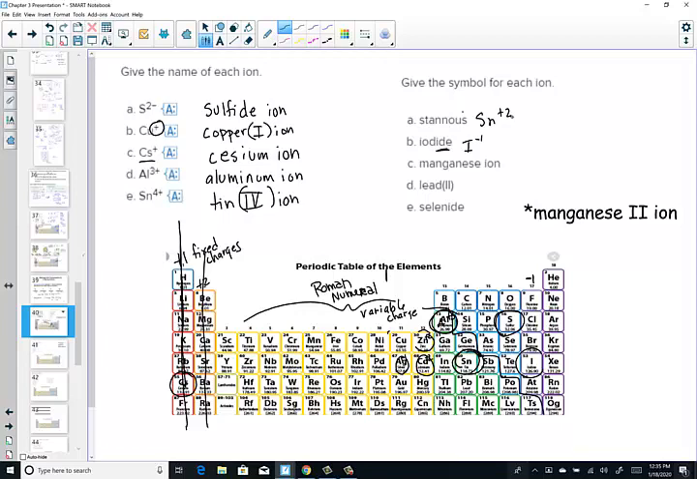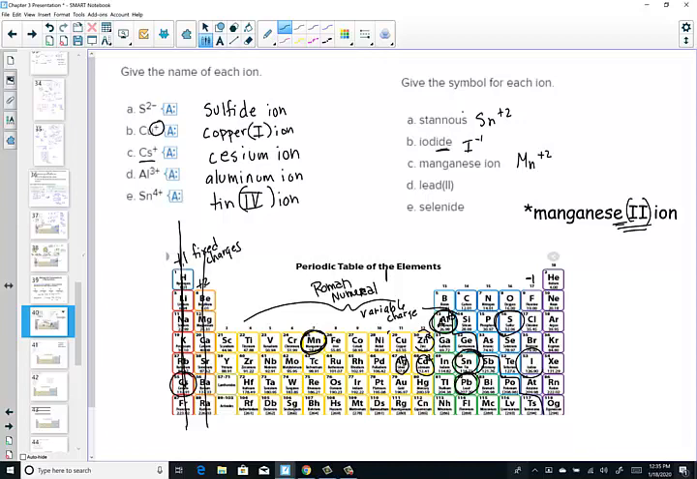Manganese requires a Roman numeral, so I put a little asterisk there. Let's do manganese(II) ion. See, manganese lives in the heartland of the variable charges. You have a variable charge and thus require the Roman numeral. So this little parenthesis tells me to carry a +2 charge, known as manganese(II) ion.